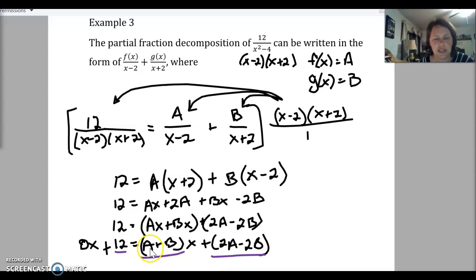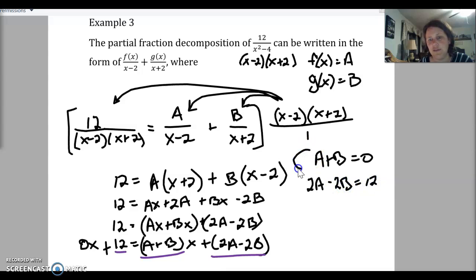So now we can take a plus b must equal 0. And then also 2a minus 2b must equal 12. Now we have a system of equations that we need to solve.